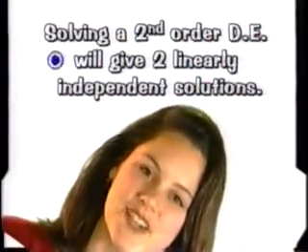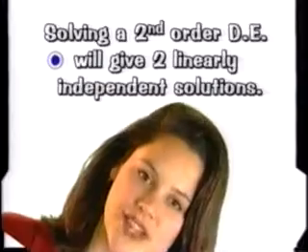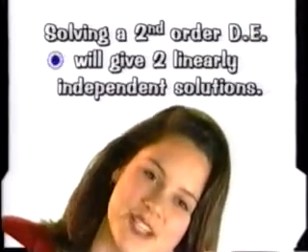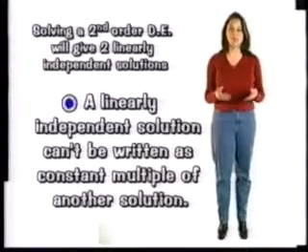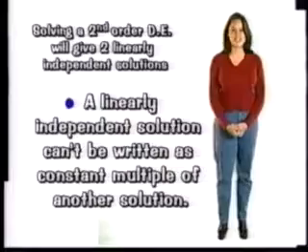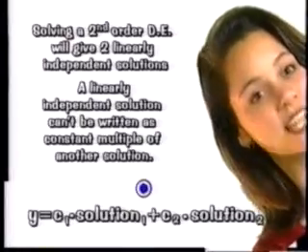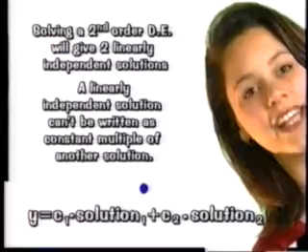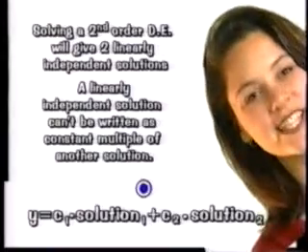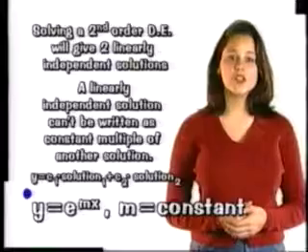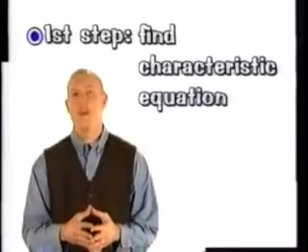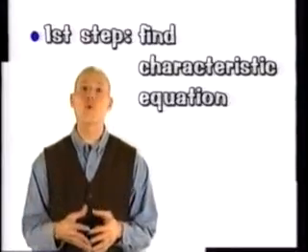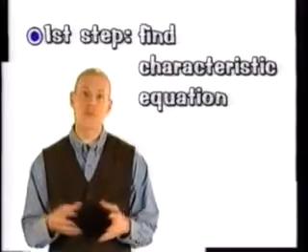Okay, here's where we are so far. Solving a second-order differential equation will give you a set of two linearly independent solutions. A linearly independent solution is one that cannot be written as a constant multiple of another solution to the same differential equation. The general form for a solution to a second-order differential equation is y equals c1 times the first solution plus c2 times the second solution. The solutions are of the form y equals e to the m times x, where m is a constant to be determined. The first step in solving a second or higher order differential equation is to find the characteristic equation.